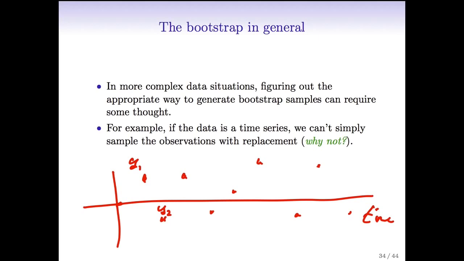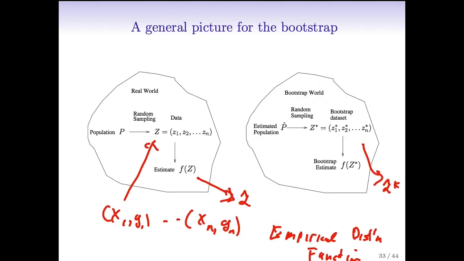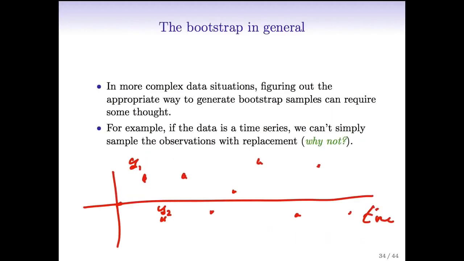But this creates a problem for the bootstrap, because in the schematic, we assumed that the sampling was IID from the population. But in this situation, that's not a reasonable assumption, because the observations are not independent. So in general, when you set up the bootstrap and arrange for the sampling, you must figure out what parts of the data are independent.